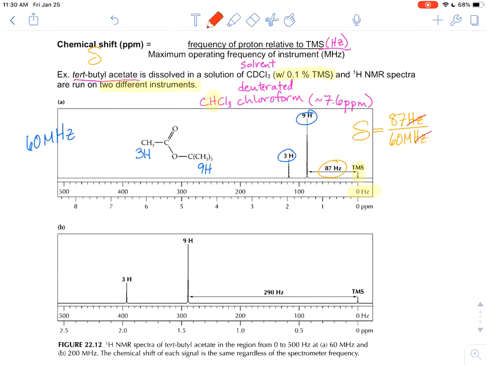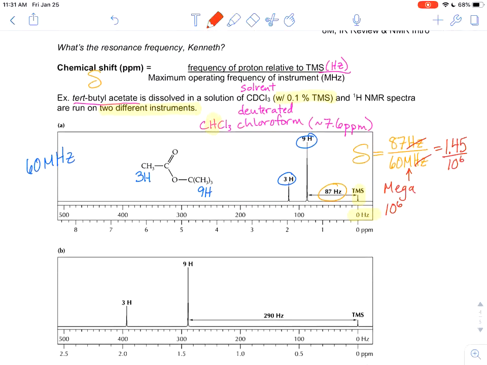The units of hertz cancel, so what we're left with is a mega, and the mega stands for a million. Since it's on the bottom, we get 1.45, and it's actually unitless, so our unit is over 10 to the 6. And that's really all parts per million are.